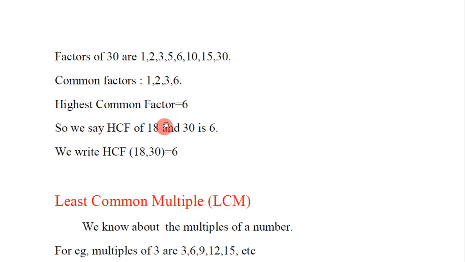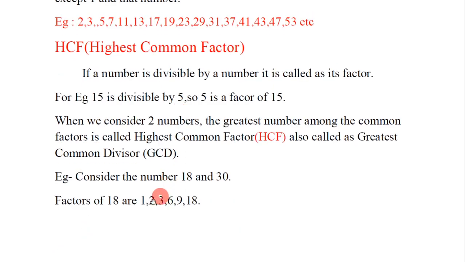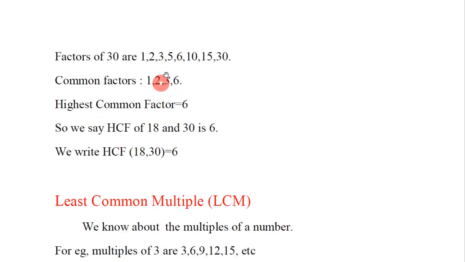Now list the common factors. For 18 and 30, the common factors are 1, 2, 3, 6. That is, these are the factors of both the numbers 18 and 30. Among these four common factors the highest one is 6. So 6 is the highest common factor of 18 and 30. So we write HCF of 18 and 30 equal to 6.